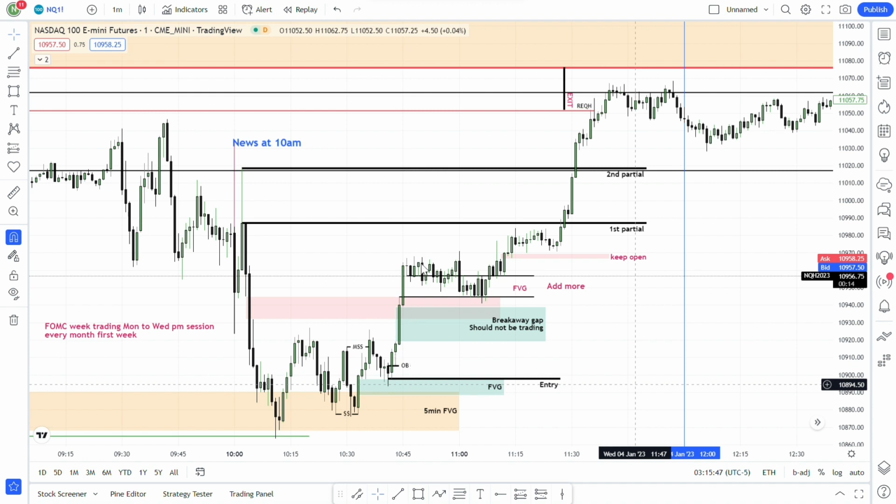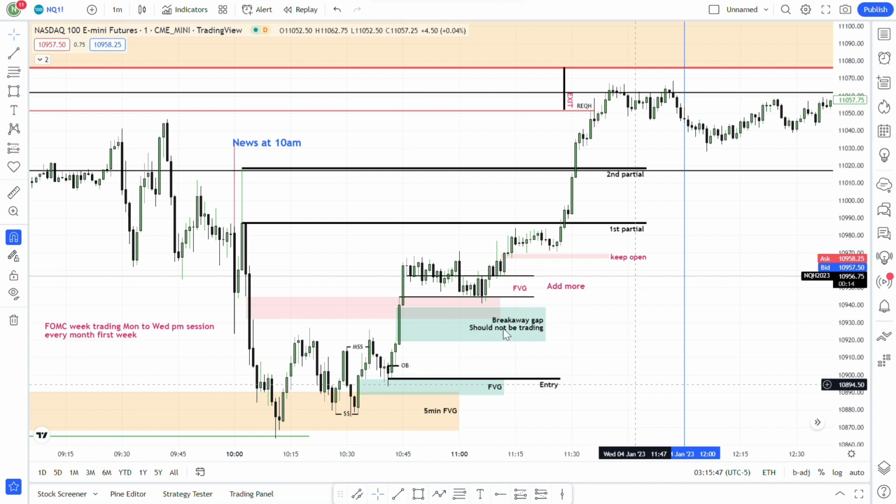Then market went away, gave me two fair value gaps, 1, 2. I was anticipating that this gap would be untraded. I didn't know before price went over here that it wouldn't be traded, but I was expecting that this gap would stay open and wouldn't be traded.